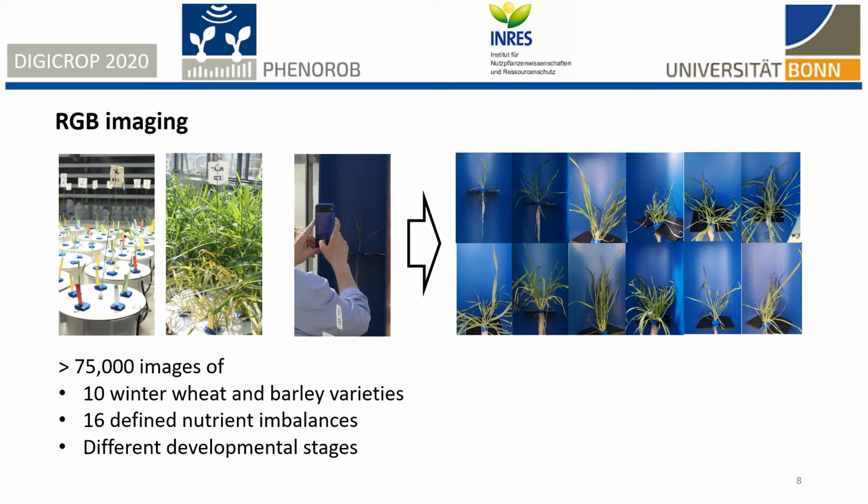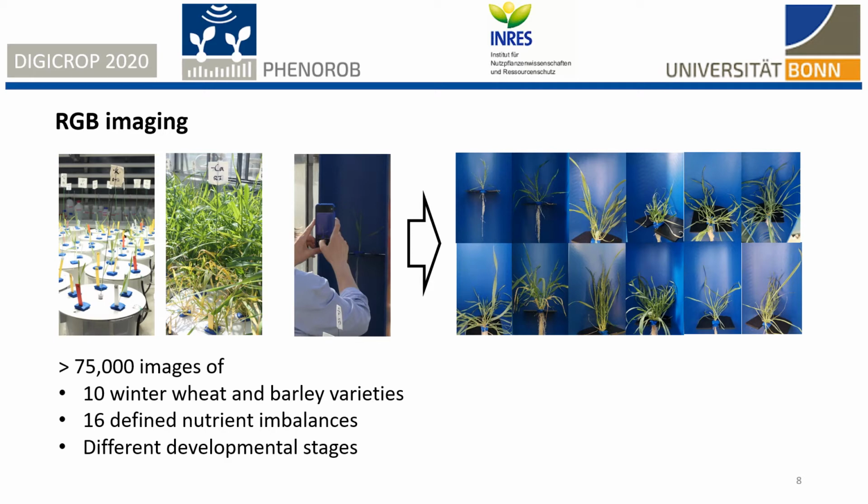There are many others, like necrotic leaf tips and stripe pattern on the leaves, such as intercostal chlorosis. To document all these patterns, we took lots of RGB images during the whole experimental period, more than 75,000 up to now.